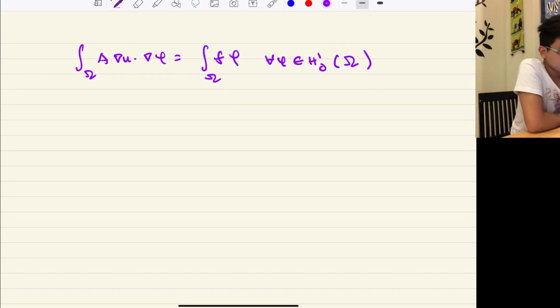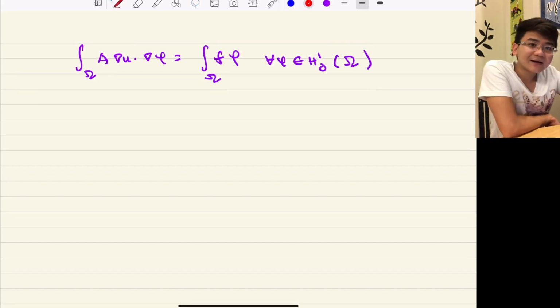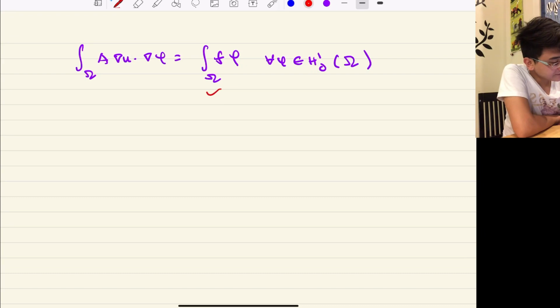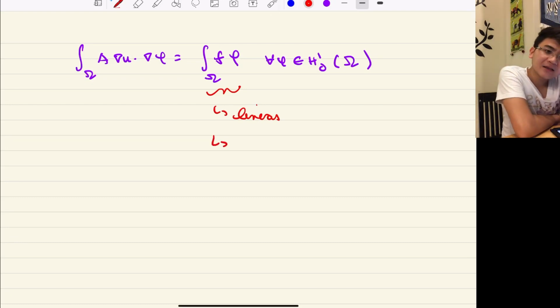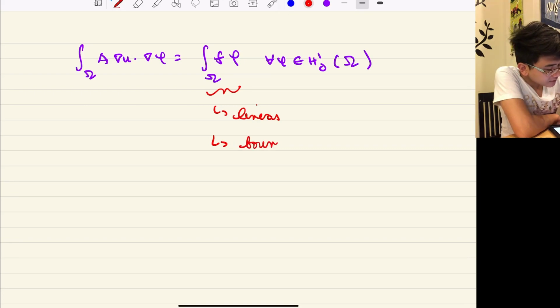Okay. So we're looking for a U that satisfies this. Now, it is fairly straightforward to show that this is linear. Moreover, this is bounded. So linear functionals, at least in the spaces that we're going to be working with, are continuous if and only if they're bounded. So we're not going to go into details, but this is also bounded. So this is going to be a linear functional in H10.